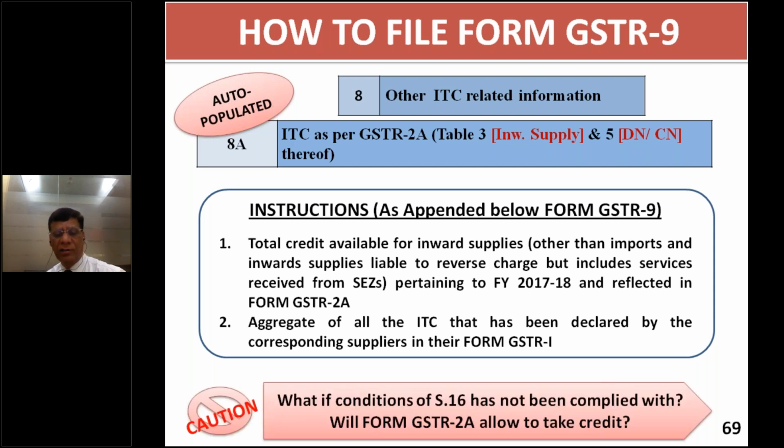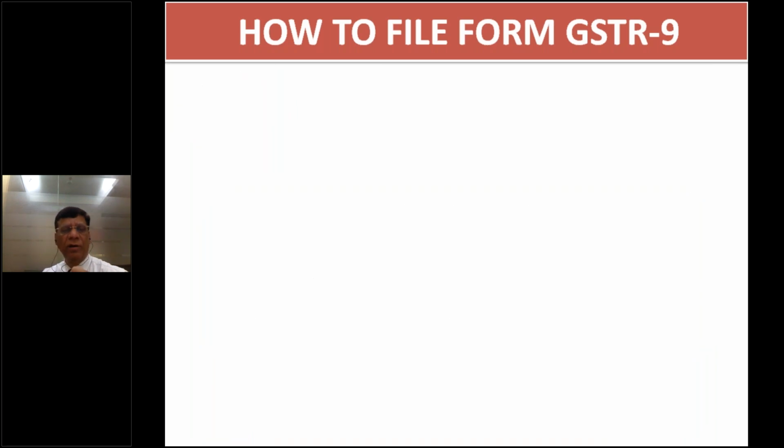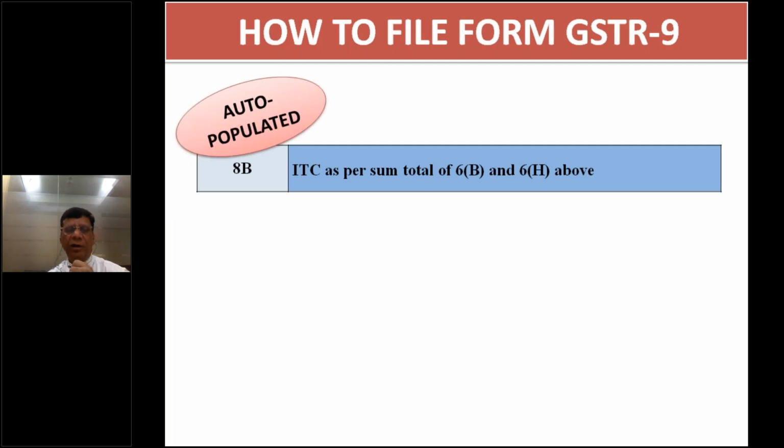What if conditions of Section 16 have not been complied with? Will Form GSTR 2A allow us to take credit? Our opinion is yes, that even if some credit is not reflecting in Form GSTR 2A, still on the basis of the invoice in hand, we should claim the credit in our GSTR 3B. We are likely to close our discussion on how to fill up this form, and very soon we will be discussing the contentious or vital issues in relation to this form. Just bear with us for a little more time.